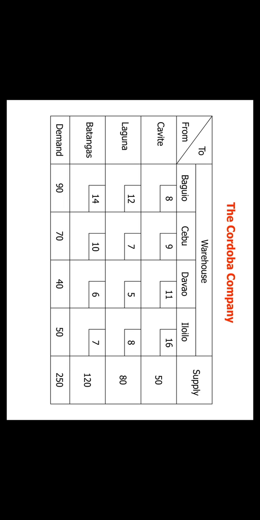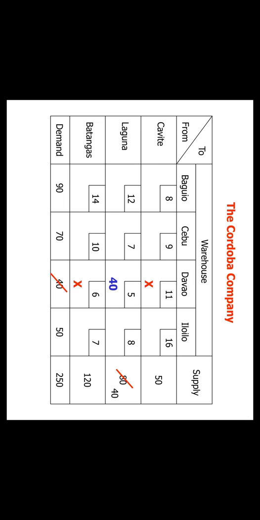Let's begin. So looking at the body of the tableau, the least cost cell is the one that has a cost of 5. How many units can we now allocate to that cell? It's now a choice between the supply of Laguna, which is 80, and the demand of Davao, which is 40. So we now choose the lower value, which is 40. With that, we have met the total demand of Davao, so we now eliminate the remaining cells in that column. After which, we reduce the supply of Laguna by 40. So from 80, it goes down to 40.